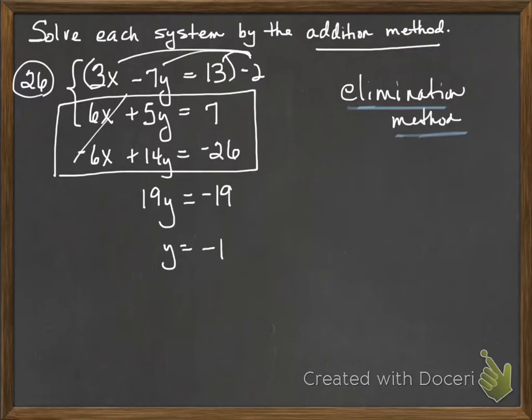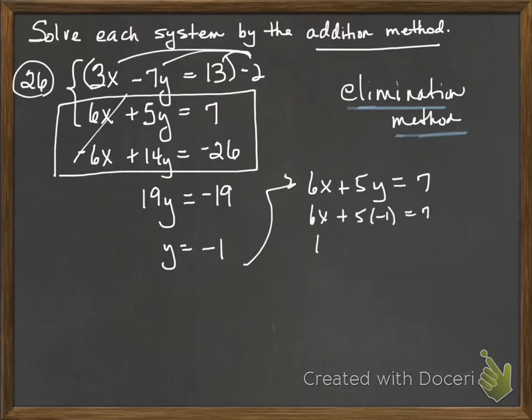You'll take your negative 1 and plug that back into either one of your original equations. I'm going to plug it back into the second equation only because I don't have any negatives, and sometimes negatives cause us to make mistakes. So we'll do 6x plus 5 times negative 1 is equal to 7. Now my equation only has x's in it, and so I will solve for x, and x comes out to be 2. And then I write the solution to my system as (2, negative 1).